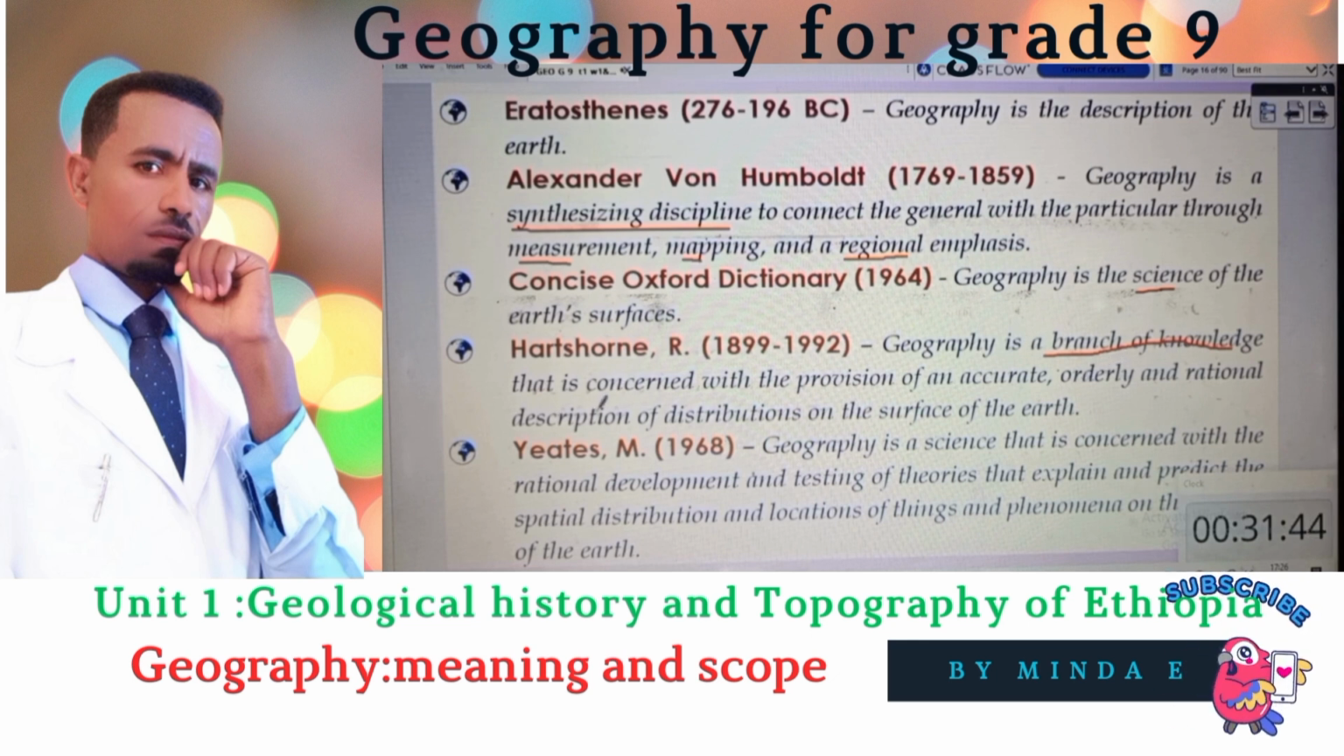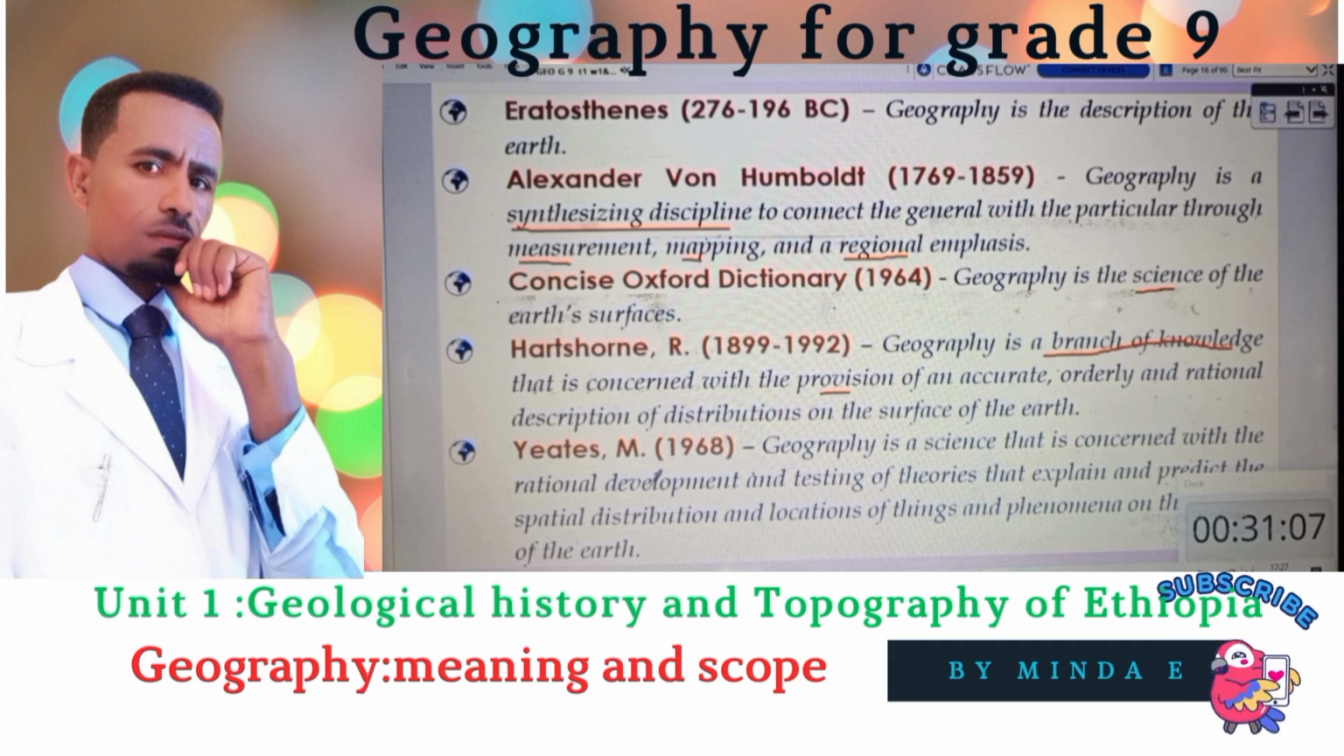Geography is a branch of knowledge that is concerned with the provision of accurate, orderly, and rational description of distributions on the surface of the earth. So, geography can provide accurate knowledge, and an orderly and rational description of the earth's surface.